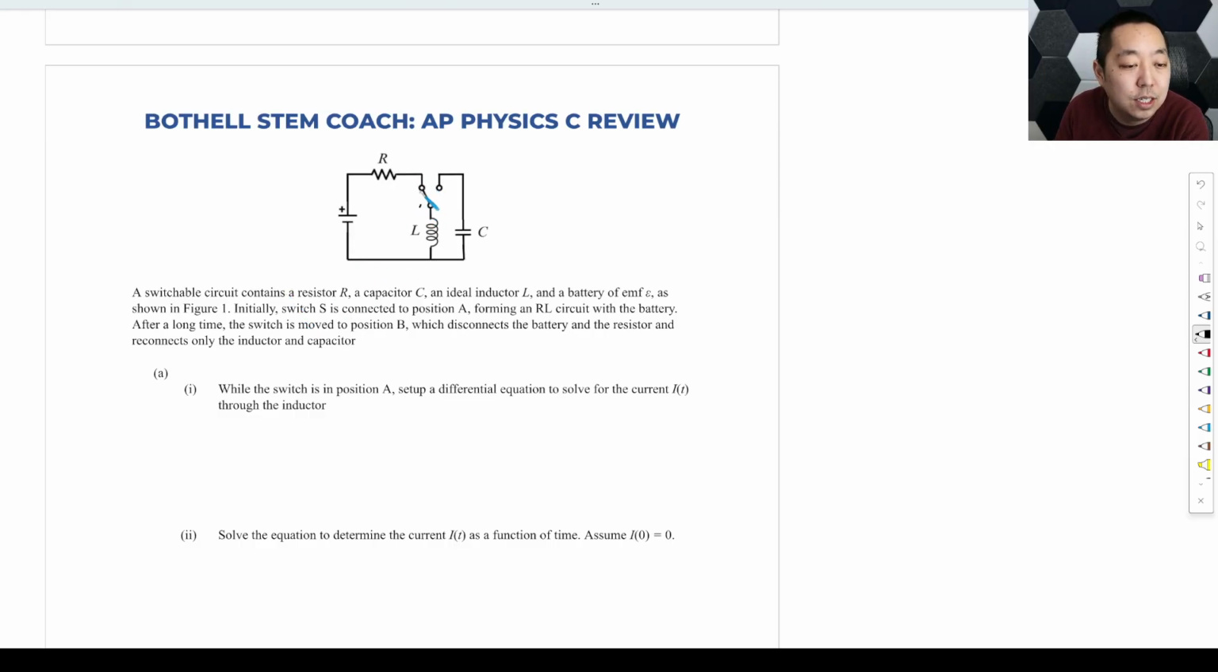This is switch S here, connected to position A. This is A and this is B. This is the switch here, forming an RL circuit with the battery. After a long time, the switch is moved to position B, which disconnects the battery and the resistor and reconnects only the inductor and capacitor.